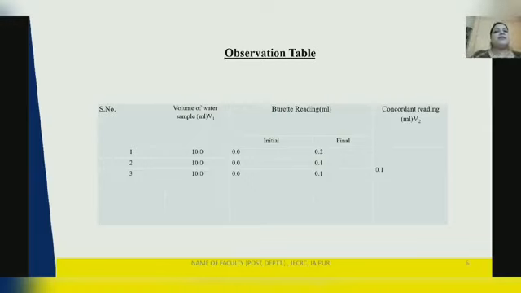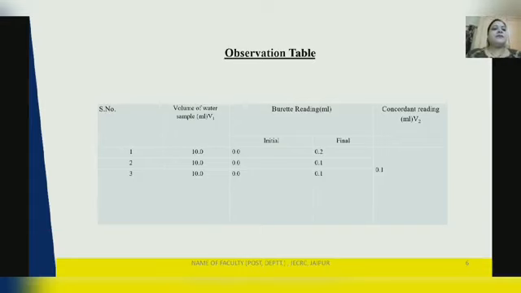Yes, we have performed the experiment and we get the concordant reading 0.1 ml. That is the volume of hypo solution that is consumed during the titration. Before starting the calculation, first of all you have to draw the observation table having a column for volume of water sample, that is V1, which we have taken in the conical flask, that is 10 ml, and a second column for burette reading, that is, the volume of hypo solution. I have performed this experiment 3 times and we got the concordant reading 0.1 ml.